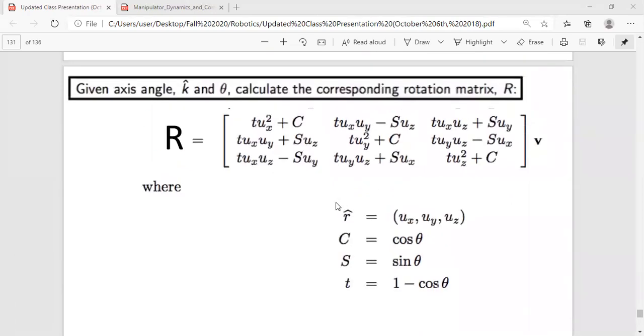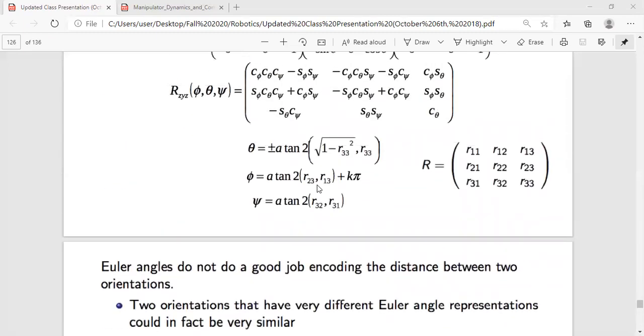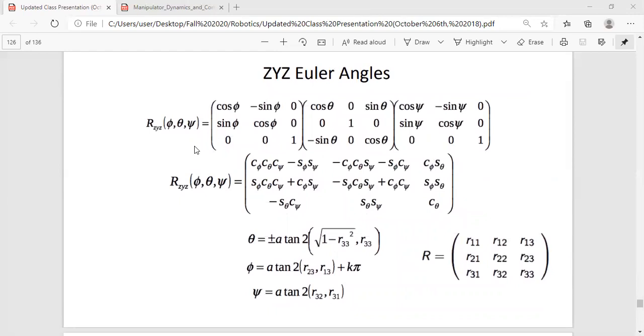So that is really what I wanted to cover in terms of rotations. If you have a given rotation, how do you find its corresponding Euler angles? And if you have a particular axis, how do you find the rotation mapping? And how do you find the Euler angles? That is really it regarding this chapter. Next, we're going to start talking about robot dynamics or inverse dynamics.